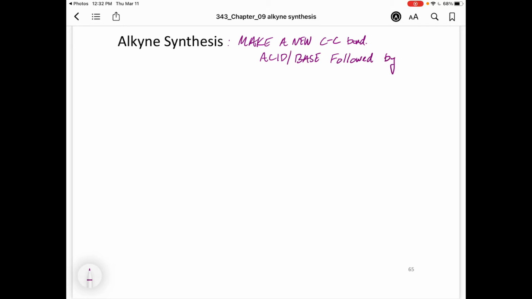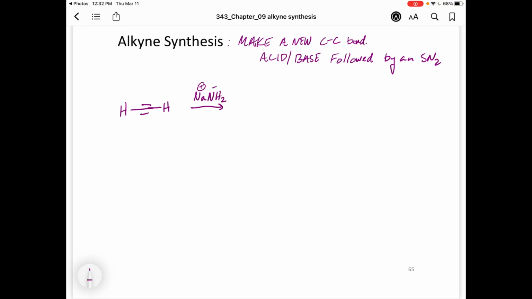Anyway, this is an acid-base reaction followed by an SN2. Notice here we keep combining these reactions we've learned. This is a very common thread in all of your organic chemistry career where you're just really combining reactions you already know. Let's take acetylene and we're going to do an acid-base reaction. We're going to react this with sodium amide.